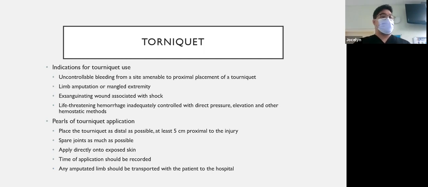What about the technique of tourniquet application? Place the tourniquet as distal as possible, at least 5 cm proximal to the injury. Spare the joint as much as possible and apply it directly onto the exposed skin. The time of application should be recorded because we have the golden hours. It's around 4 to 6 hours. If I'm not mistaken, muscle is around 4 hours before it becomes ischemic. And also, any amputated limb should be transported with the patient to the hospital. We cannot leave the leg outside. Okay. All right.